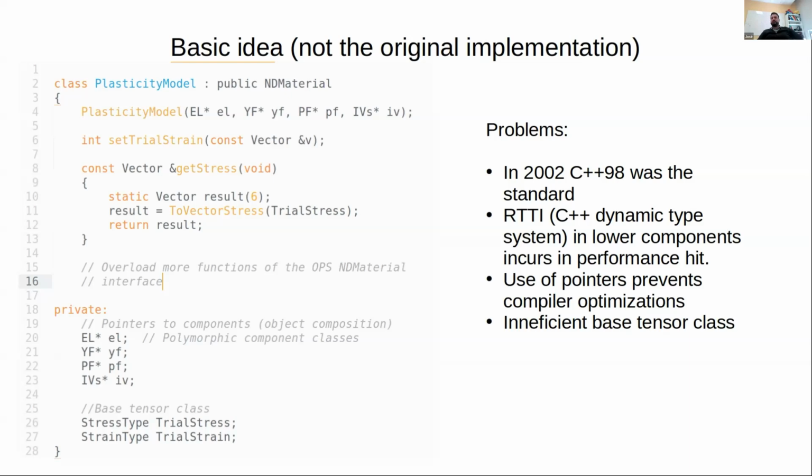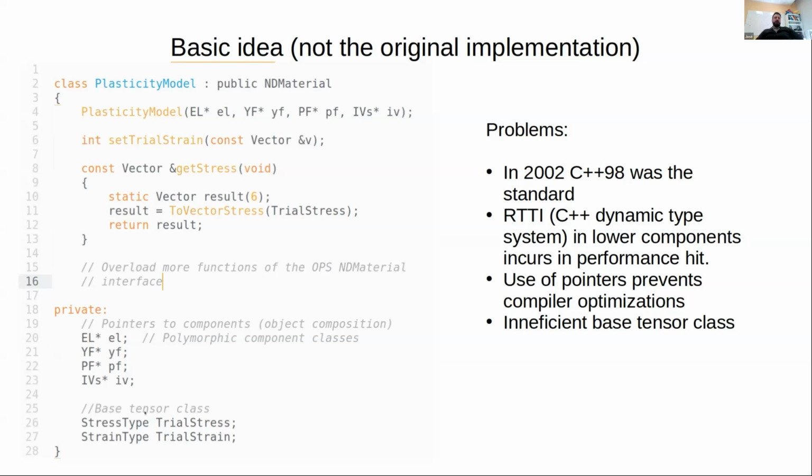So as good and modular as that implementation was, it was back in 2002, where the current standard of C++ was C++98. Basically, you had to work with those compilers back then, right? And the problem with this approach, given more modern C++, is that you had to deal with the so-called RTTI, which is the run-time type information system in C++.